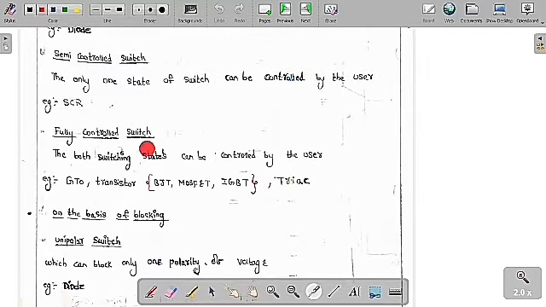Next one is the fully controlled switch. Both switching states can be controlled by the user. So fully controlled switch means with the help of this switch we can control both the on state and also the off state by the user itself. That is called a fully controlled switch. The examples are the GTO, gate turn-off thyristor, transistors which are the BJT, MOSFET and the IGBT, and also the triac. So these are the fully controlled devices.